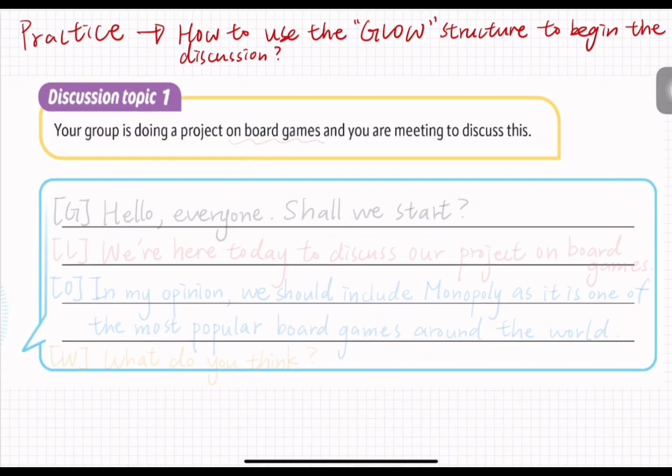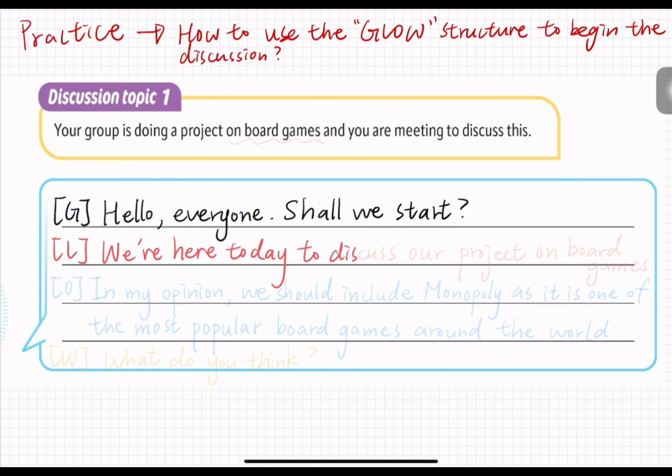Now, you have learned the GLOW structure. Let's see how we can apply it in one of the questions. You may pause the video, take out a pen or a paper to write down the answers. The discussion topic is that your group is doing a project on board games and you are meeting to discuss this. So, first of all, what is step number 1 to begin our discussion? What does the G stand for? Greeting, right? So, how can we greet others? We may say, hello everyone, shall we start?